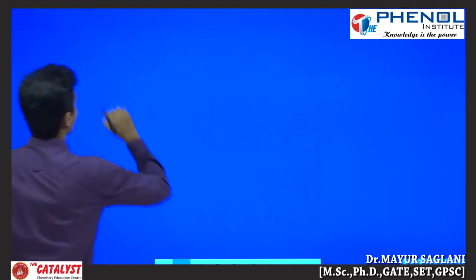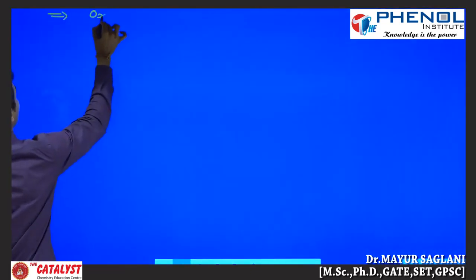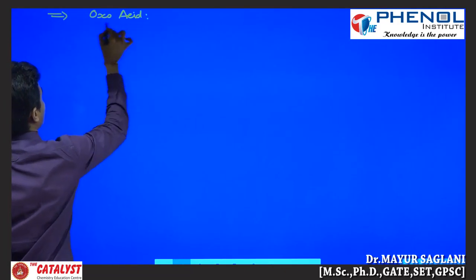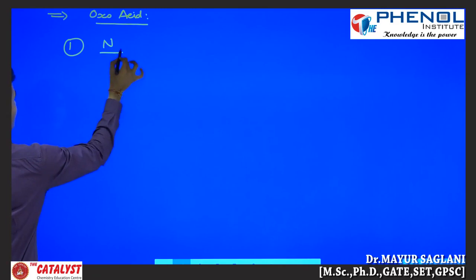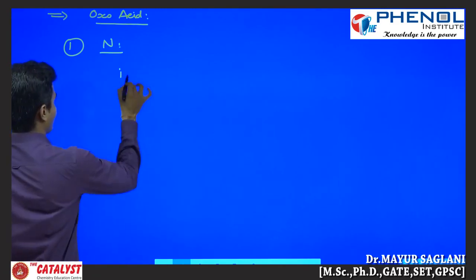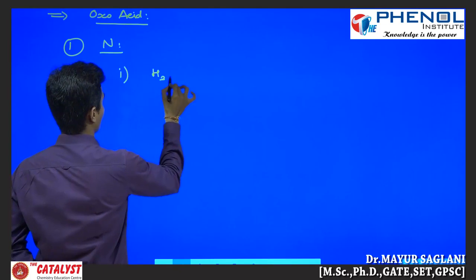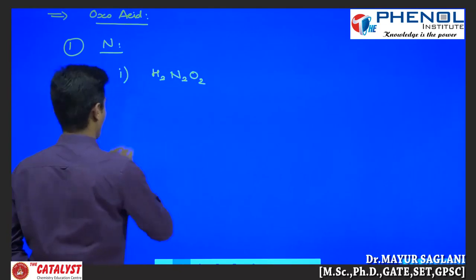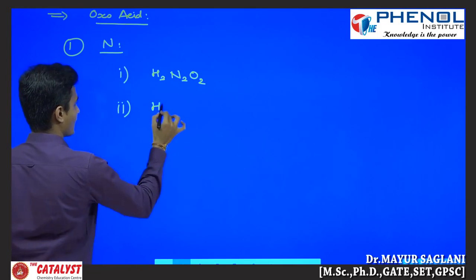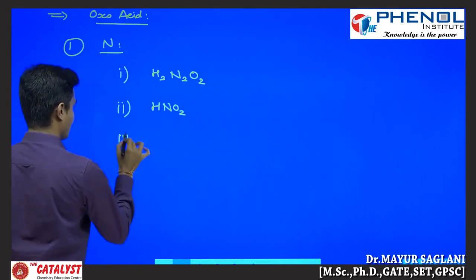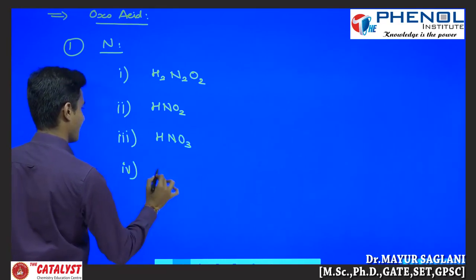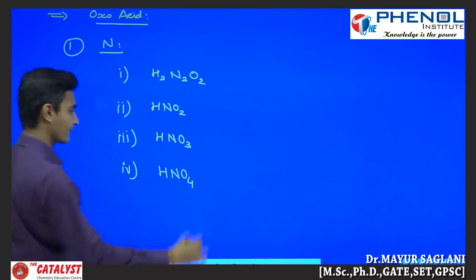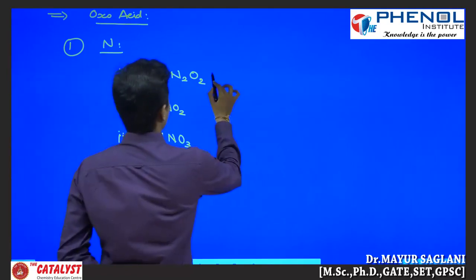Okay, we will see the oxo acids. This one is a very easy topic, you can say. First, for nitrogen we will write: first is H2N2O2, second we will write HNO2, third we will write HNO3, and fourth we will write HNO4. Okay. What is the name of H2N2O2?